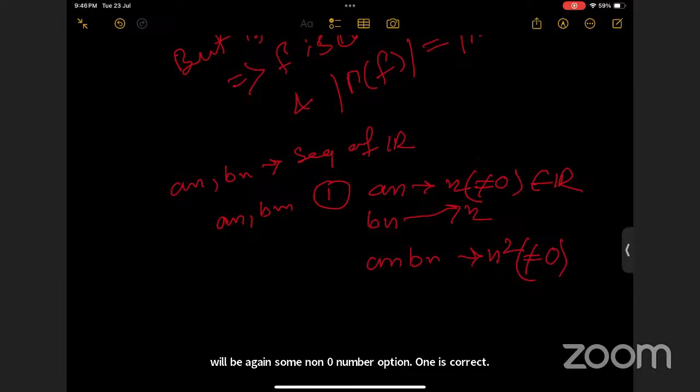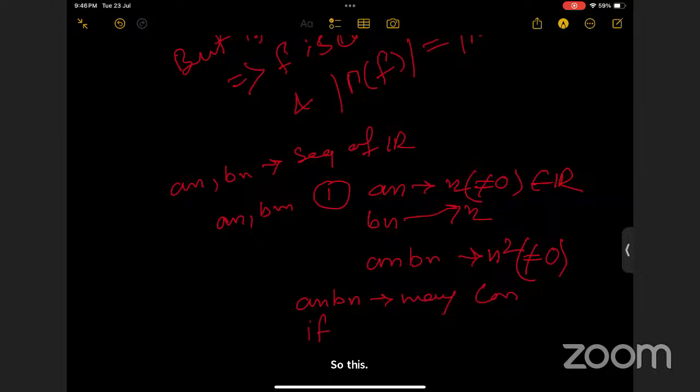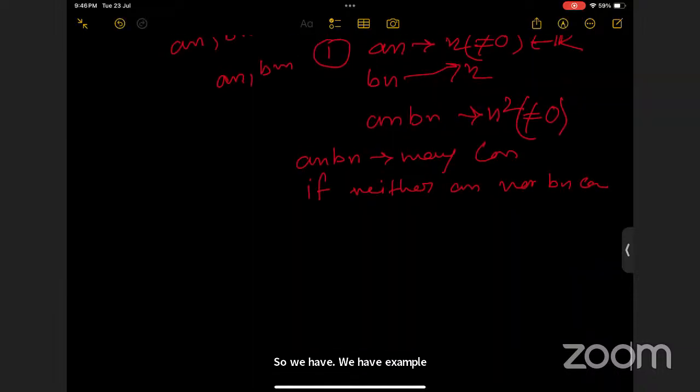The second is: a_n b_n may converge even if neither a_n nor b_n converges. So we need an example. Sorry, where is the question? I'm not able to see the question, so I can't follow. This is in the reply. I already gave it in the chat as a snapshot.